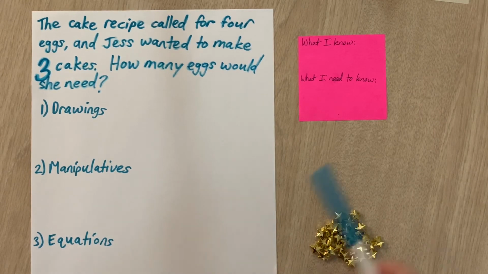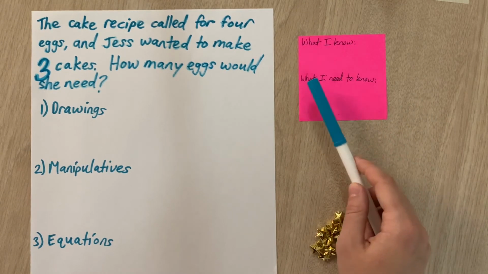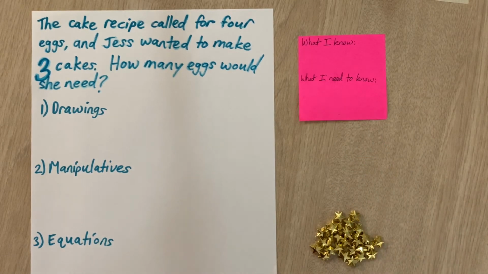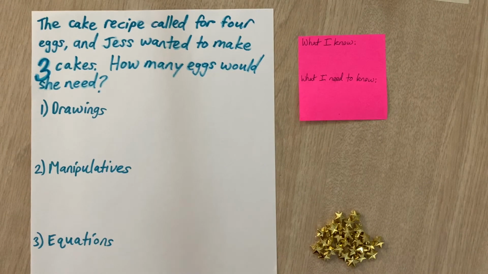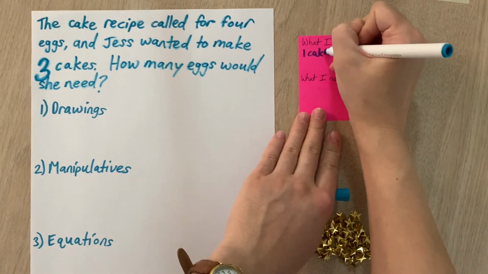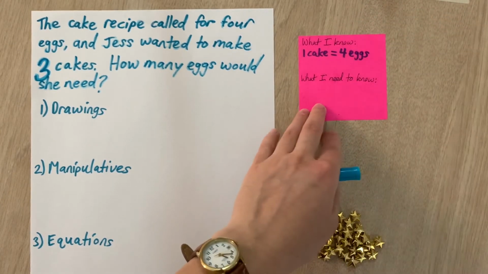Okay, so on our piece of paper, find a new spot, and you can write what I know with some space, and what I need to know with some space. So you can pause the video to do that. Okay, so first let's focus on what we already know based on this. So we know that the cake recipe calls for 4 eggs. So on our piece of paper, we can write 1 cake equals 4 eggs. So in other words, it's going to take 4 eggs to make 1 cake.